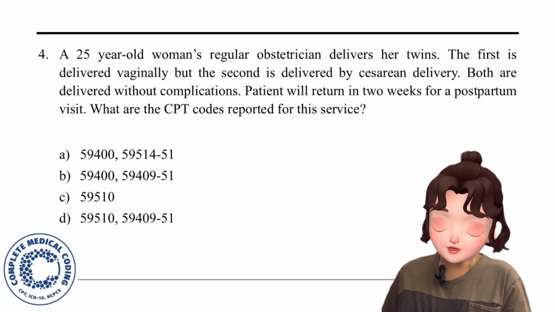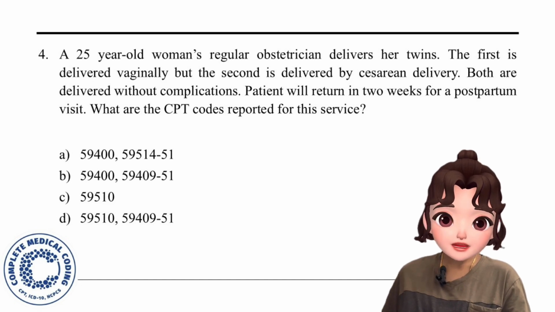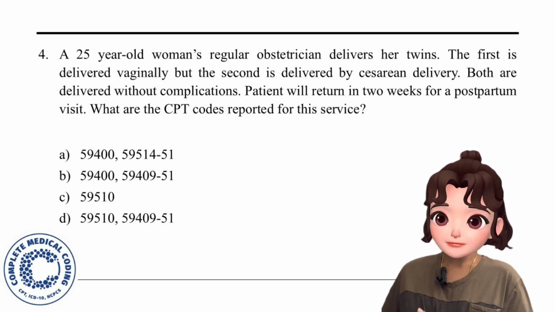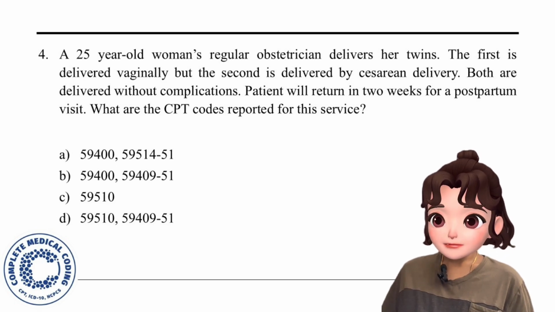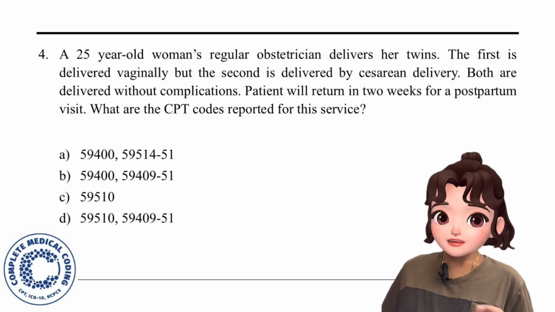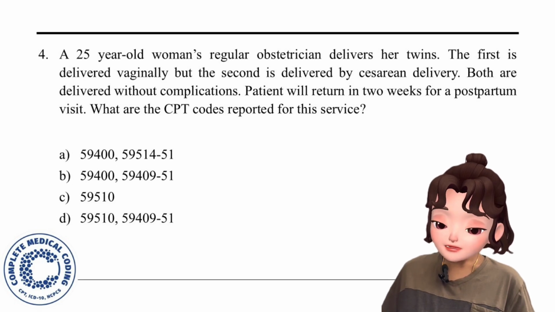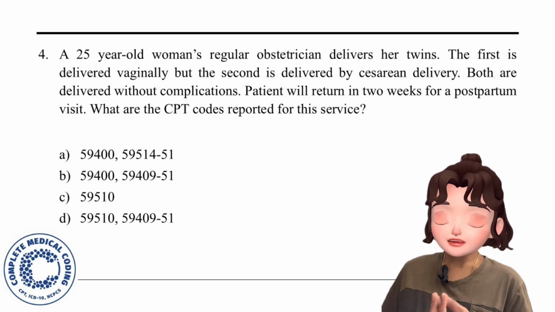So, we can go to the code options directly. 59400, what is option A? 59400, routine obstetric care including antepartum care, vaginal delivery and postpartum care. This is one of the global codes. There it's mentioned, vaginal delivery. What is 59514? See, there is a guideline for coding. Here in the question, since it is a twin delivery, the first is delivered vaginally, the second is delivered by cesarean.